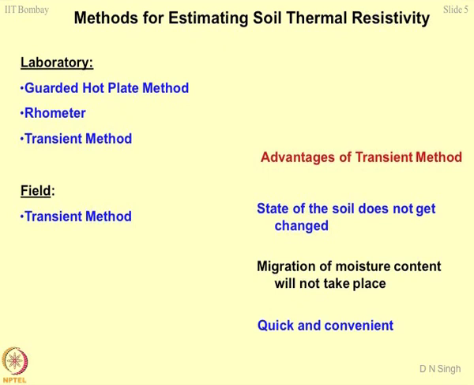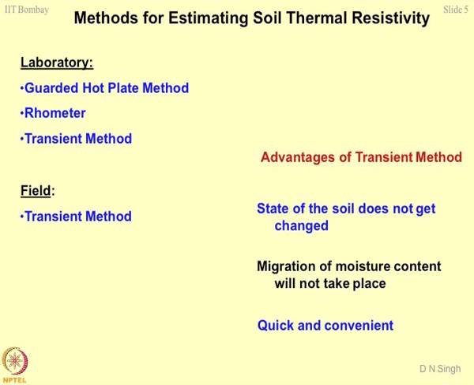So, what are the advantages of the transient method? First of all, let me ask you a question. What is meant by a transient method? Our saints and sages use the word life is transient. What is the meaning of this word? Not permanent. Transient means something which is momentary. This is just for a few moments.